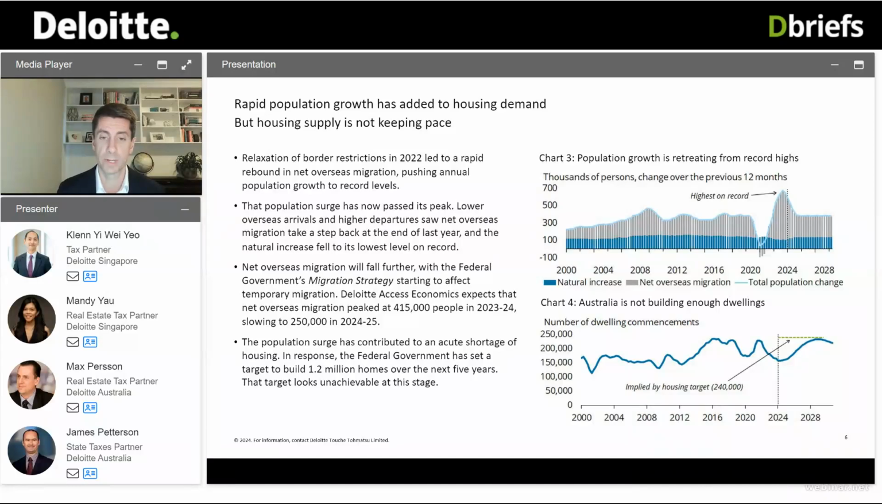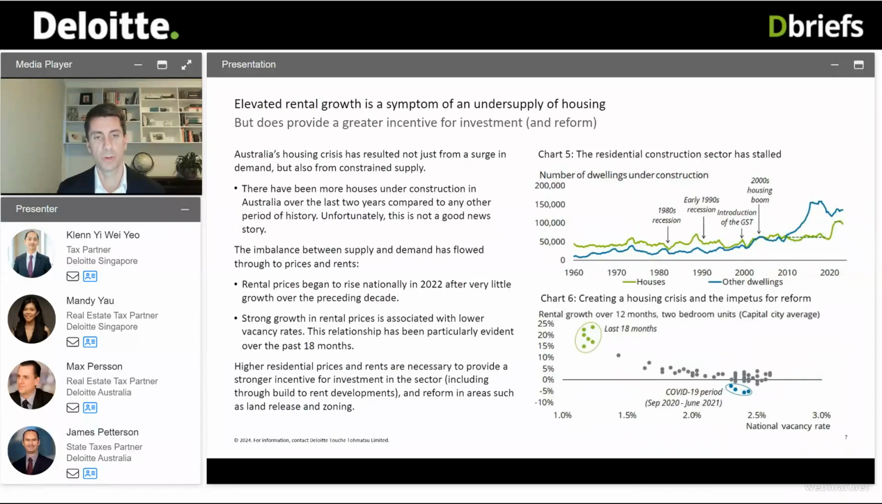Our forecasts for the number of dwelling commencements, which is shown in the second chart on this slide, show that we expect that 1.2 million homes target will not be met, and in fact that looks quite unachievable at this stage. We go on to the next slide, just to get into a little bit more detail about what's been driving some of that and some of the consequences.